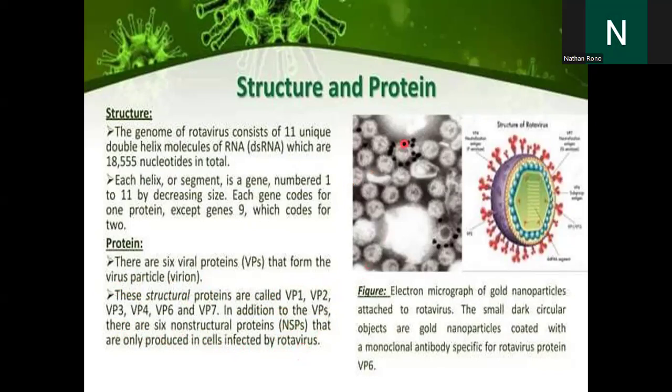As you can see here, this is an electron microscopy. Okay, the small dark circular objects here are gold nanoparticles coated with a monoclonal antibody specific for rotavirus protein. Okay, so here are the rotaviruses. You can see how they are circular. Then for the structure, I think this picture is not clear. I'm going to show you a clearer picture so that you can appreciate the structure of proteins, VP1, VP2 till VP7. Okay. We'll see the functions.